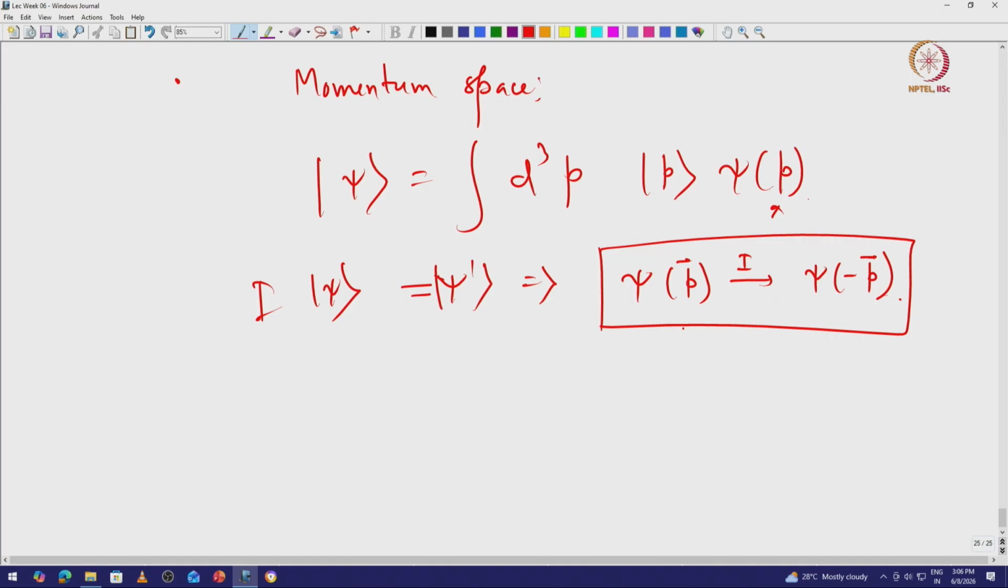So, we took the example of inversion and demonstrated how the state will change under inversion, and in the next class maybe we will take two more examples. One is the parity and time reversal symmetry. Okay.